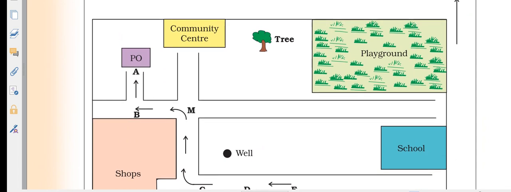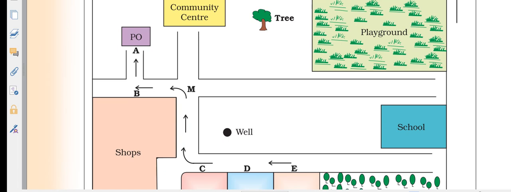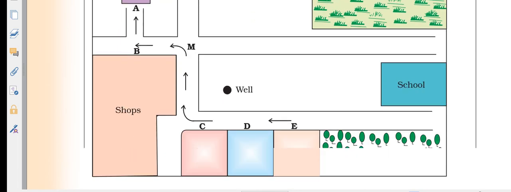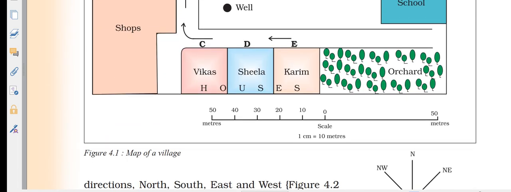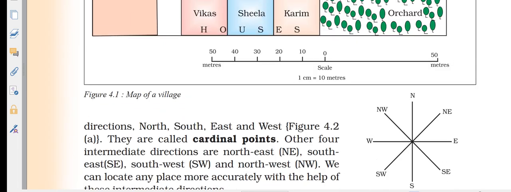Let's say this is a particular map. There's a well, a shop. These are the paths. This is the community center, this is the playground, the school. This is the scale: 1 centimeter is equal to 10 meters.